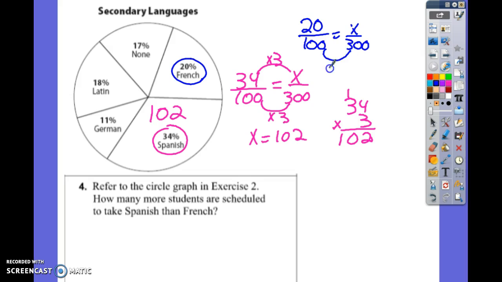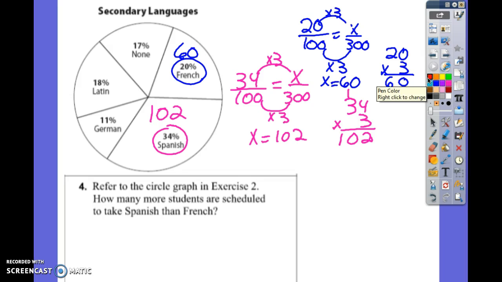Again, to get from 100 to 300, we multiply by 3. 20 times 3, 3 times 0 is 0, 3 times 2 is 6, is going to give me 60. So 60 students are scheduled to take French. Now the question says, how many more students are scheduled to take Spanish than French? So I need to subtract.